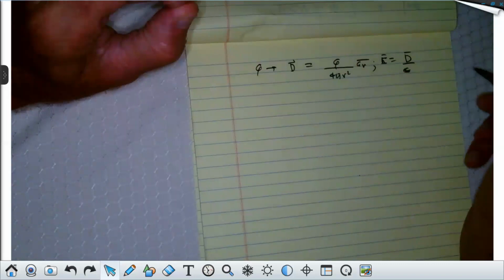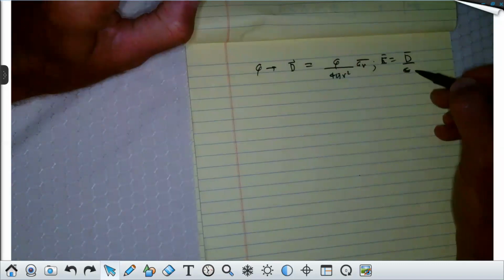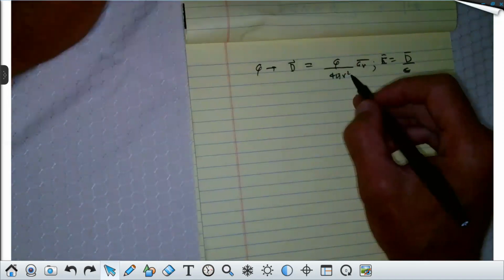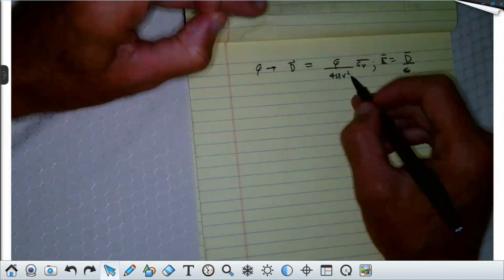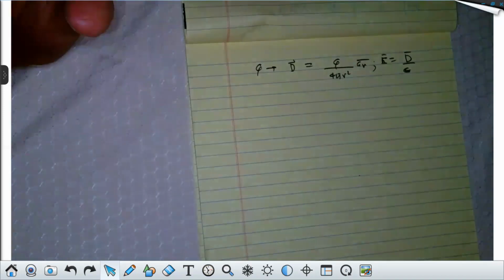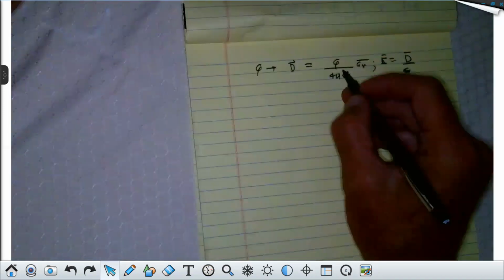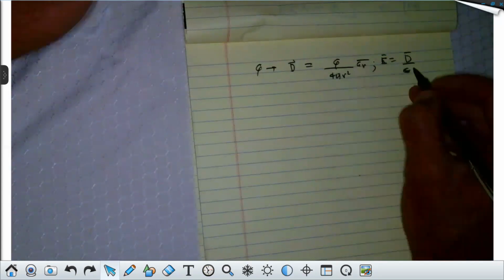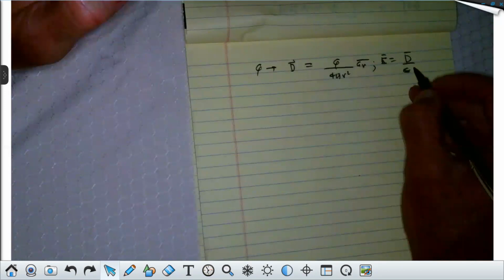Now, if epsilon is a function of position, then it may change. Instead of varying as 1 over R squared, it may vary as 1 over R cubed or 1 over R. Follow me? If epsilon is a function of radial distance, it will augment the actual signature, or how the E field changes with distance R will change from how the D field does.